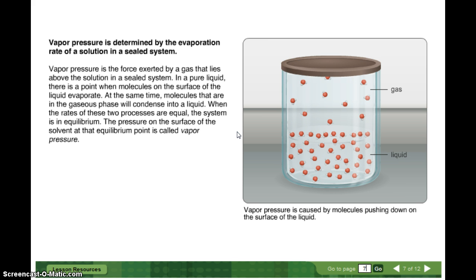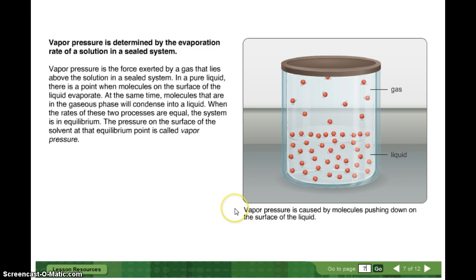In a pure liquid, there is a point when molecules on the surface of the liquid evaporate. At the same time, molecules that are in the gaseous phase will condense into a liquid. So you've seen this before. Water evaporates, but then sometimes it hits the top, and if the top of the container is cooler, it condenses and it will run down the side. When the rates of these two processes are equal, the system is in equilibrium. The pressure on the surface of the solvent at that equilibrium point is called vapor pressure.